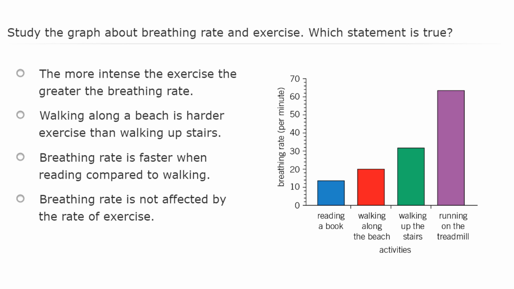So basically, the more intense the exercise, the greater the breathing. Which of these statements is true? So we've got reading a book. Some of you may have been doing this. Walking along the beach, walking up the stairs, running on the treadmill. And up the y-axis, we've got the breathing rate per minute. Which one of these statements is true? Take a second. So I would say that the first one is true. The more intense the exercise, the greater the breathing rate.